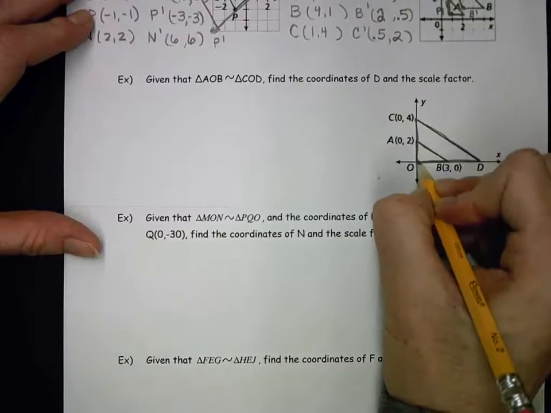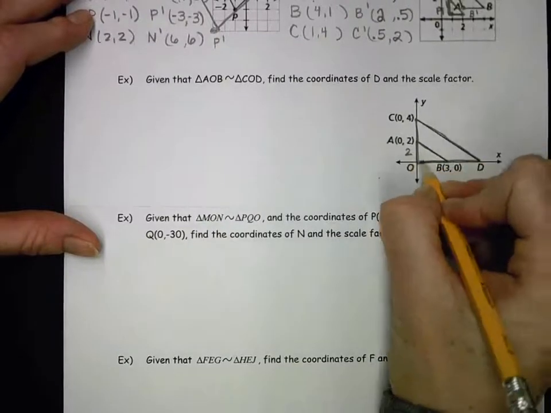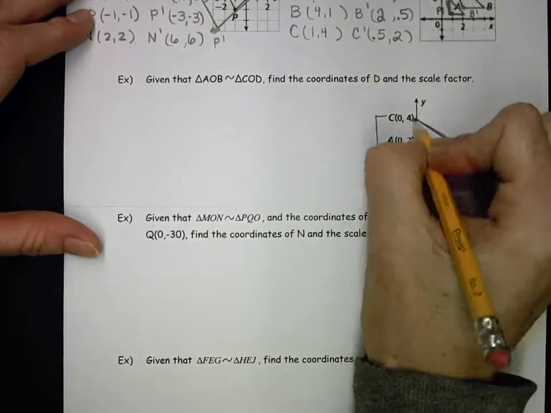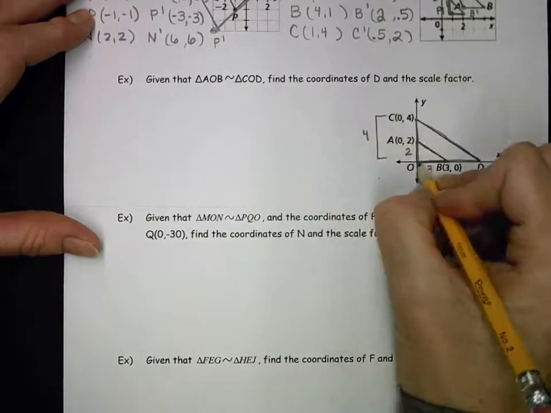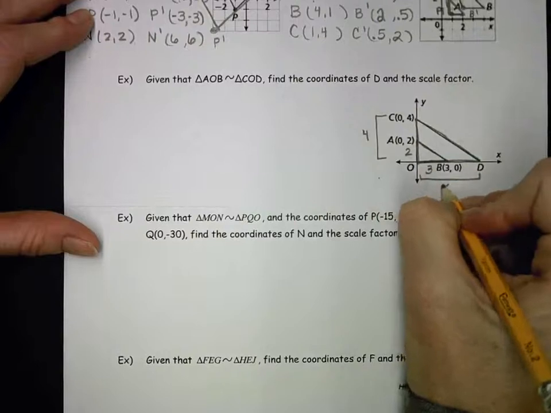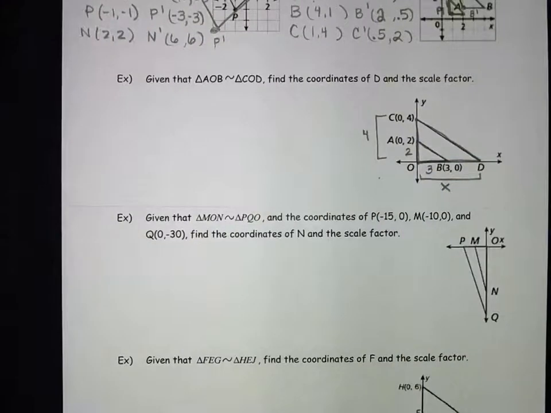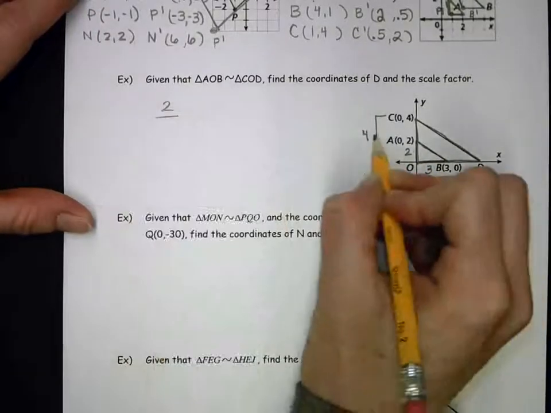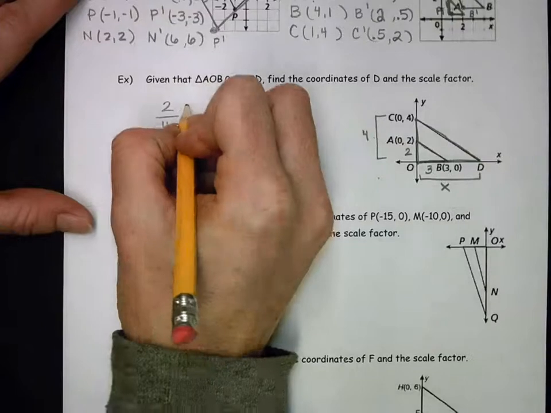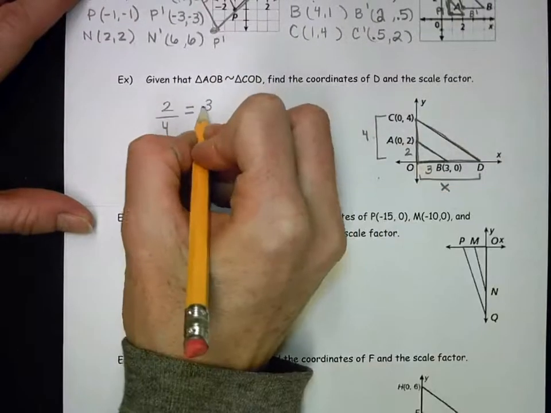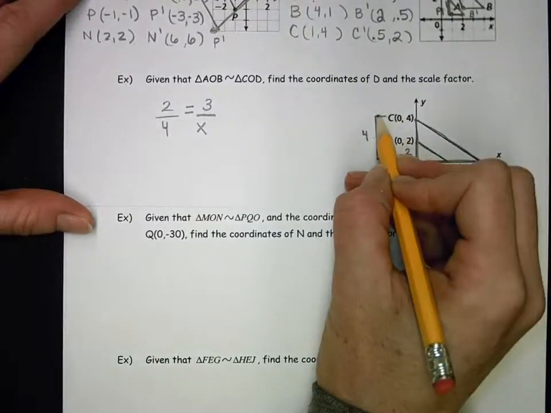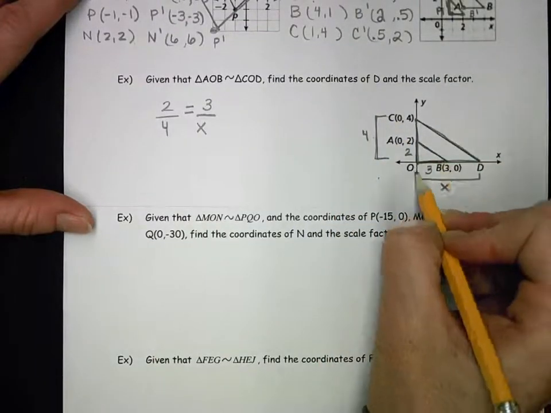From here to here, that distance will be 2, and from here to here, that distance will be 3. From the origin to point C, that distance is 4, and from the origin to point D, I'm going to call that distance X because we don't know what that is. If we then set up similar triangles, I'm going to say 2 corresponds to 4, and 3 corresponds to X. So this side of the small triangle over the side of the big triangle equals the side of the small triangle over the side of the big triangle.